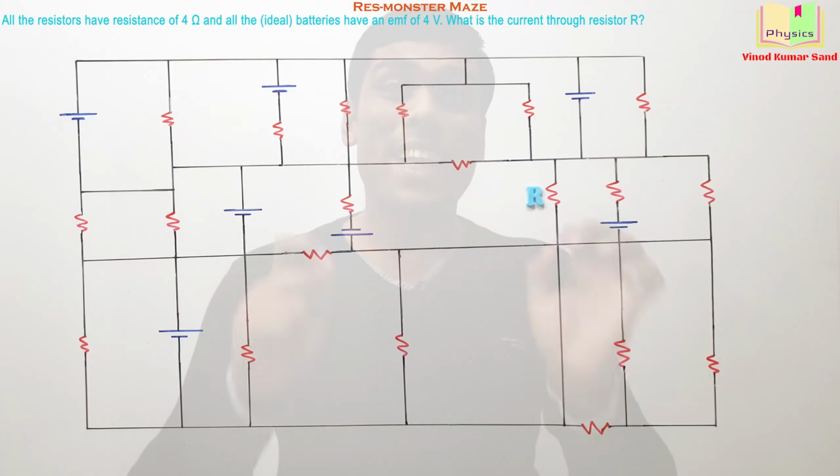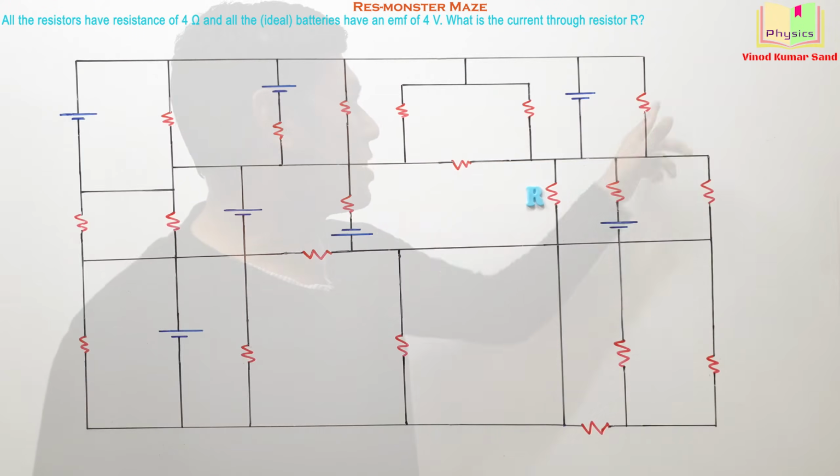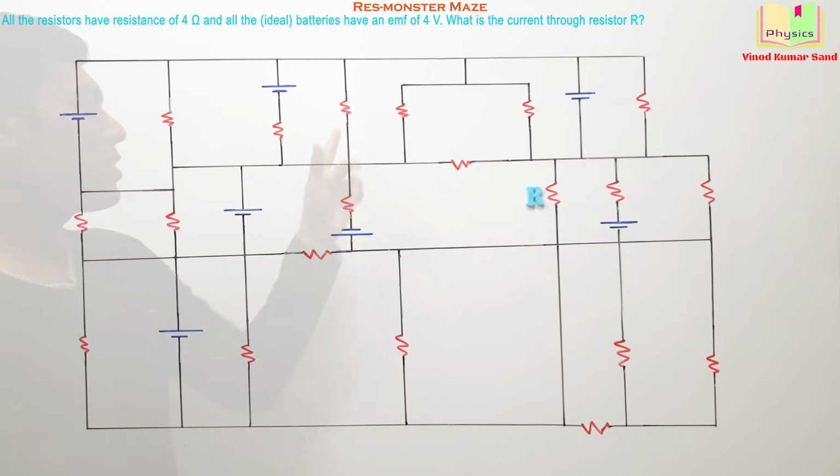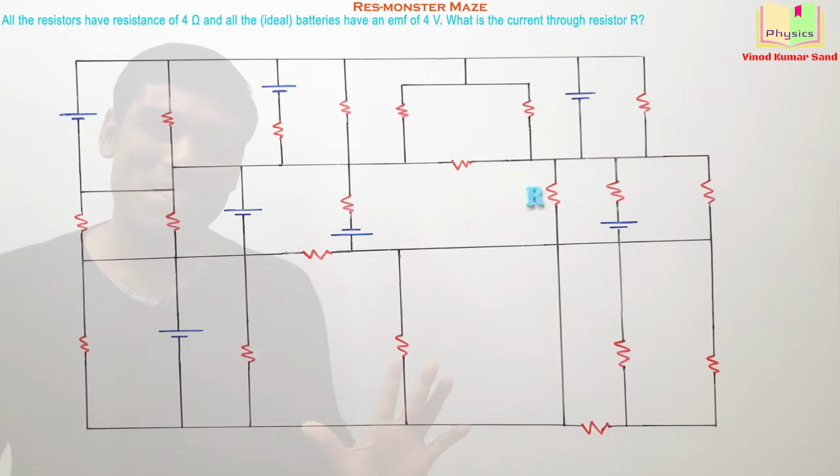Hello everyone, here is a brilliant problem on the board. Each resistor present in this circuit has a resistance equal to 4 ohm and each battery has an EMF equal to 4 volt. All these batteries are ideal. Then we need to find the current through this resistor.